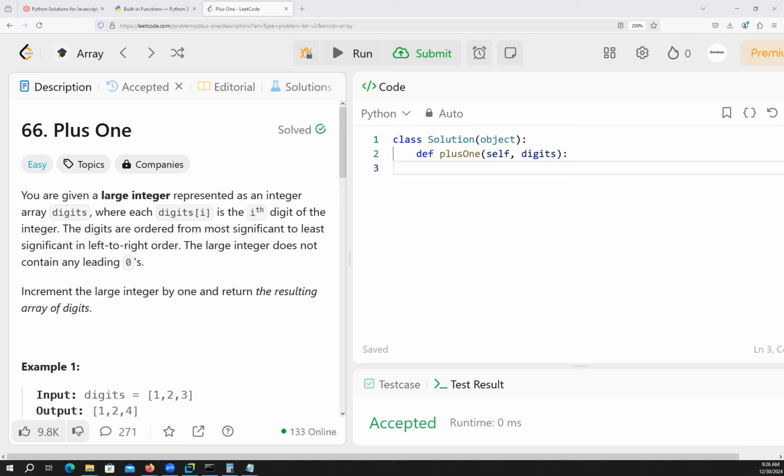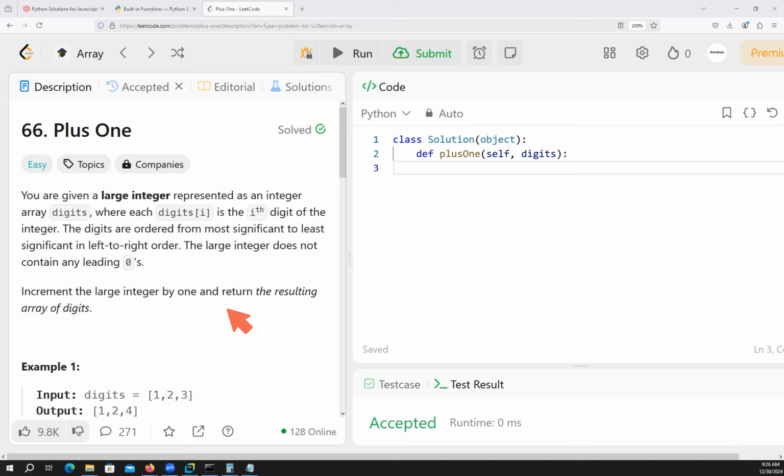So, looking at the description, you're given a large integer represented as an integer array digits, where each digit[i] is the ith digit of the integer. Digits are ordered from most significant to least significant in left to right order. The large integer does not contain any leading zeros. Increment the large integer by 1 and return the resulting array of digits.